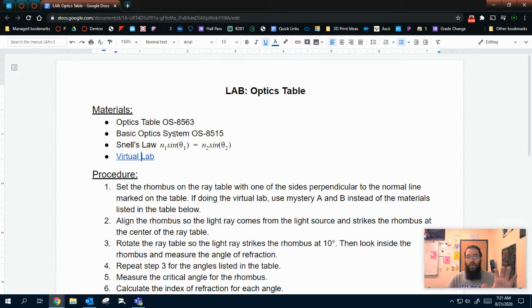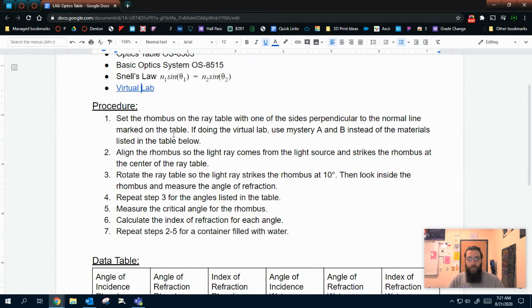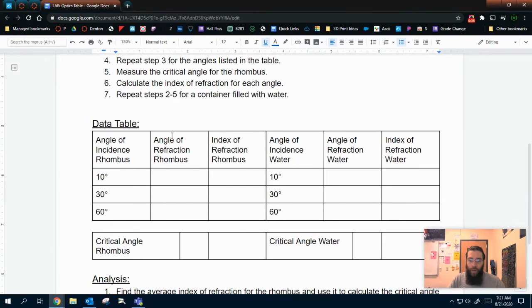So everywhere in this procedure where it says rhombus or water, we're going to replace those. The rhombus will be mystery A, and the water we'll call mystery B, because it's going to be your goal to find out what the index of refraction of those two materials are. So here, be sure to read the actual procedure when you go through the lab.